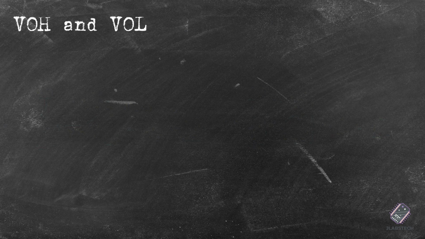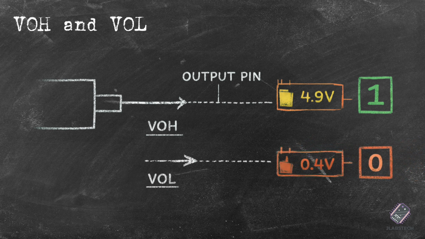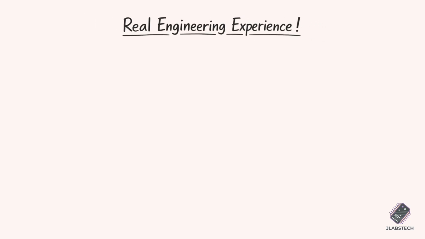If you open a microcontroller datasheet, you'll often see parameters like VOH and VOL. VOH means the voltage level when the pin outputs a high. VOL is the voltage level when it outputs low. These numbers tell you what the real electrical behavior of the pin is, not just the logic level your code sees.